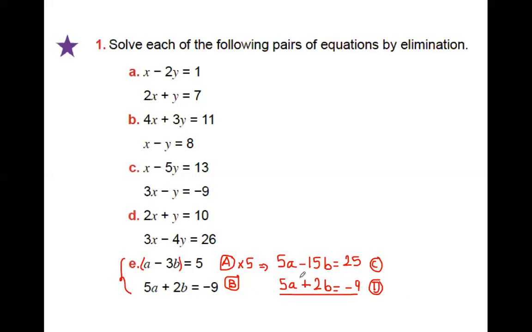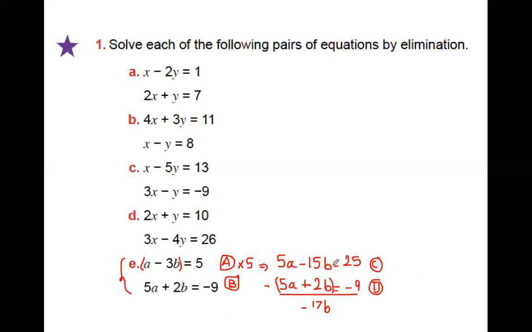5A minus 5A gone, minus 15B minus 2B, that's minus 17B. Is it not plus? Well, remember, we're taking away. Because I've got minus 15B minus 2B, now they've got the same sign. Usually you put the sign of the biggest, which is minus, but because they've got the same sign, you add them. If they've got different signs, you take them away. But remember, technically we're doing that minus that, right?